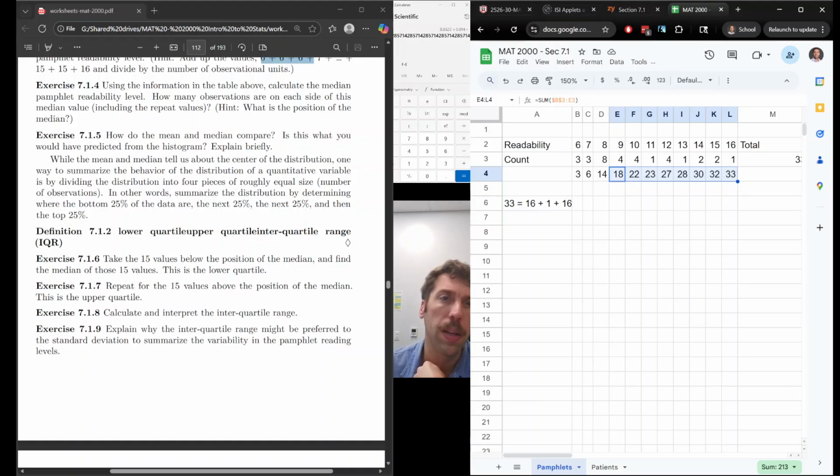Okay, while the mean and median tell us about the center, one way to summarize the behavior of the distribution of a quantitative variable is by dividing the distribution into 4 pieces of roughly equal size. So in other words, summarize the distribution by determining where the bottom 25%, the next 25, the next 25, and the next 25 are. So that's basically finding the lower and upper quartiles, okay? Take the 15 values below the position of the median, find the median of those 15 values. This is the lower quartile.